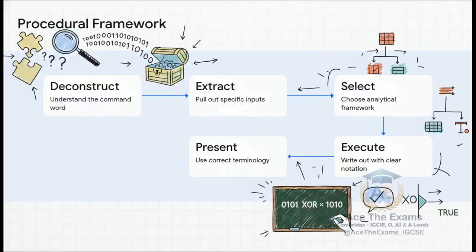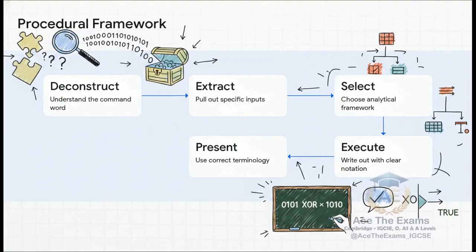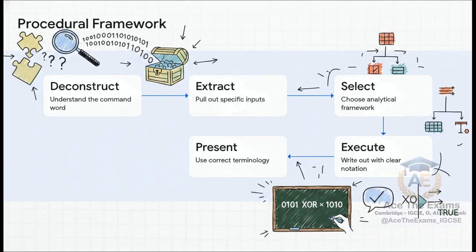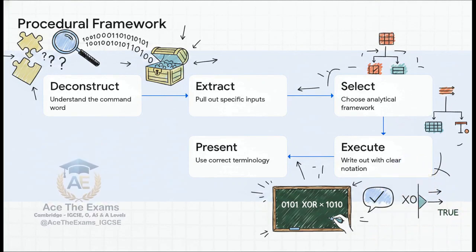So to secure every single one of those method marks, you need a bulletproof system. Here is the 5-step procedural framework for tackling complex XOR questions, and we pulled this directly from analyzing top-tier exam performances. Step 1. Deconstruct the question. What is the command word actually asking you to do? Step 2. Extract the relevant data. Pull out the specific inputs given in the text.